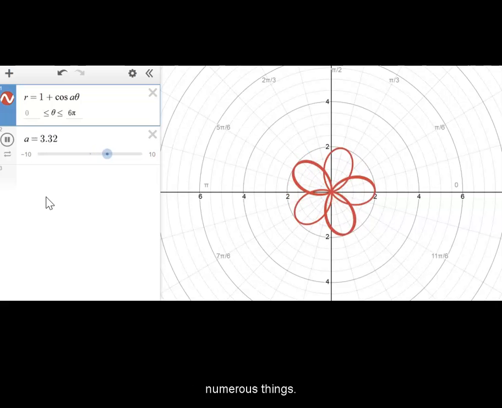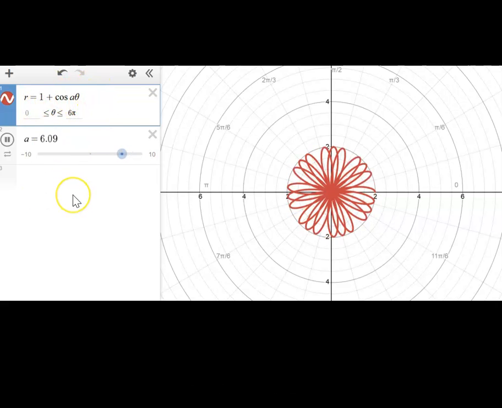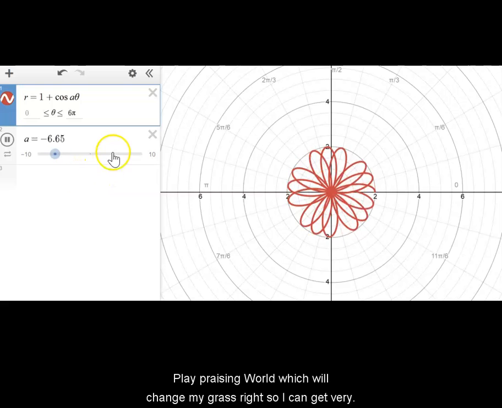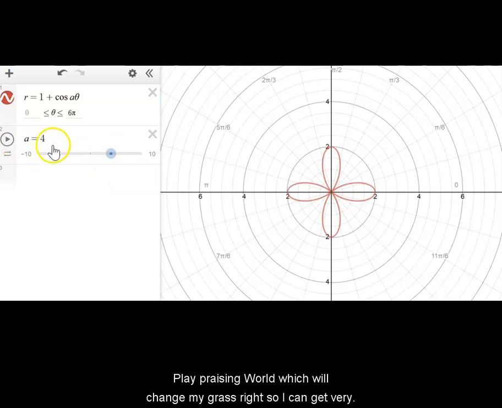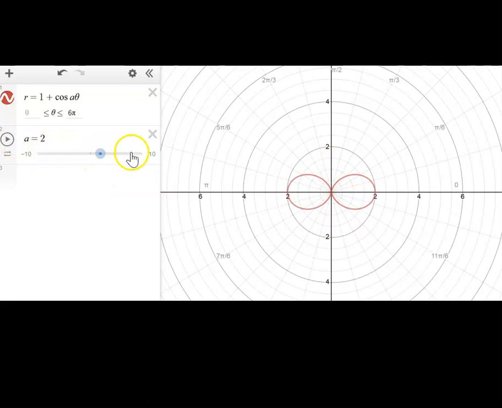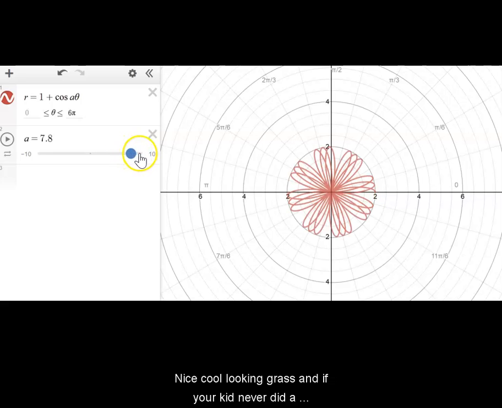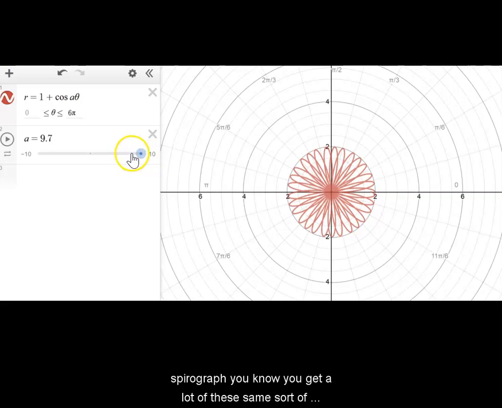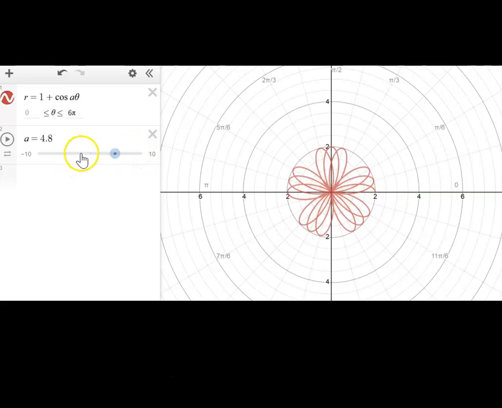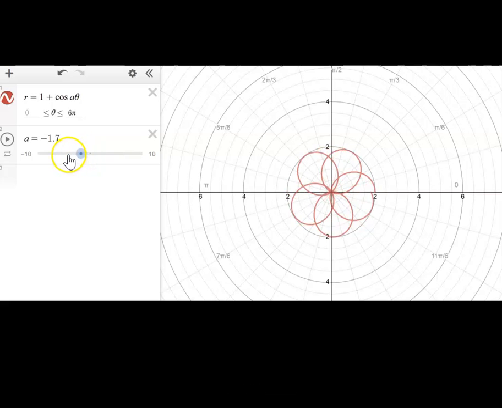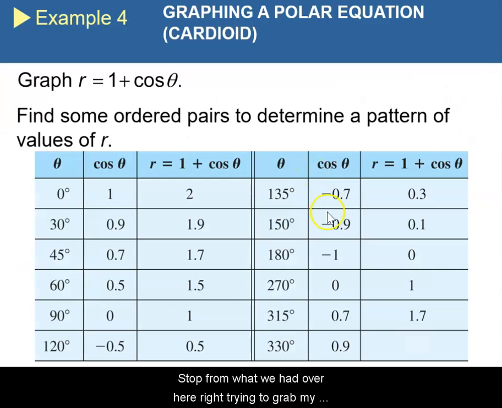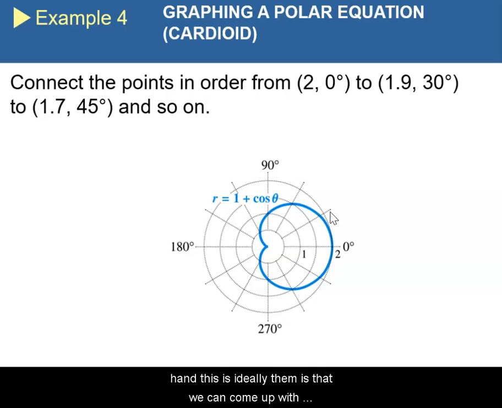So there's numerous things in the polar equation world which will change my graphs, right? So I can get very nice, cool looking graphs. Okay. If you're a kid and you ever did a spiral graph, you know, you get a lot of these same sort of shapes that pop up. Okay. But there's very cool sort of pictures that get to come out of these types of graphs. They're very beautiful. So from what we had over here, right, trying to graph by hand, this is ideally the image that we can come up with, right?